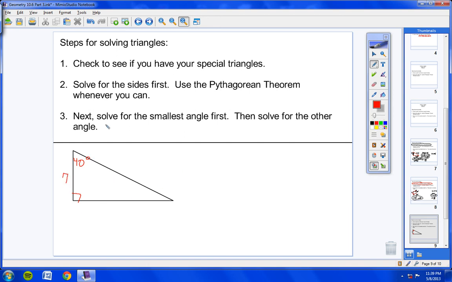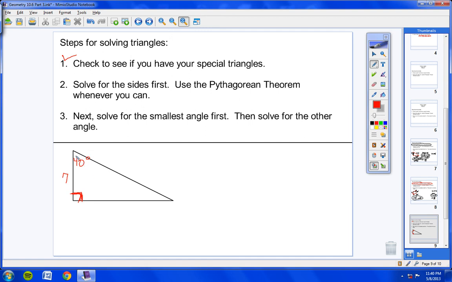All right. Well, first of all, step 1, check. Do you have a special triangle? No, we don't. We have 90 and 40. We know of no special triangle that has 90 and 40. On to step 2. Solve for the sides first. Solve for the sides first. Okay? So watch carefully, please.